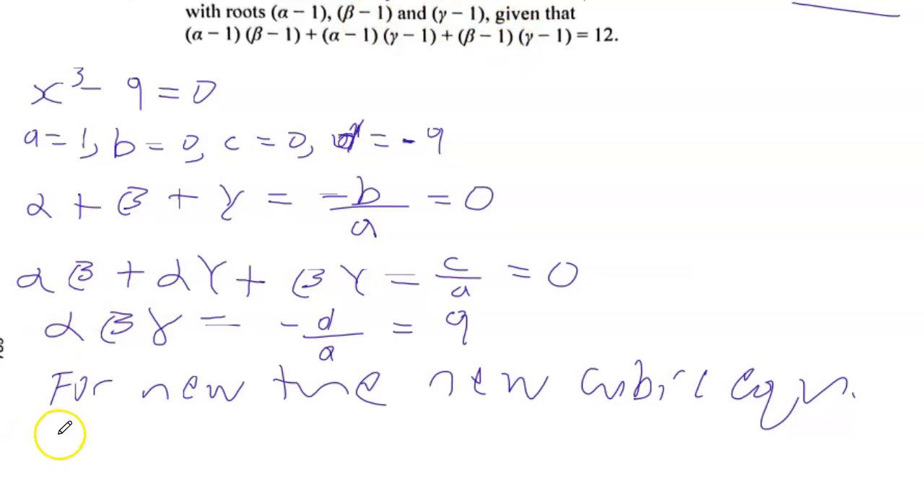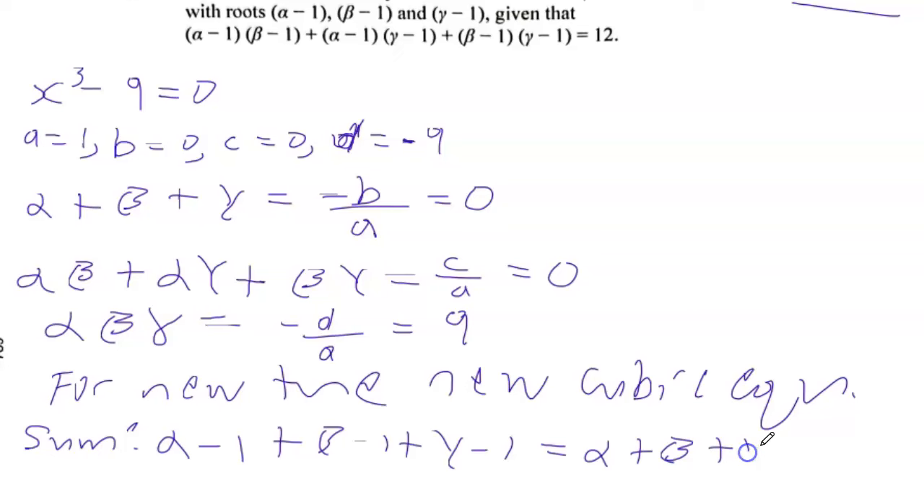So the sum: alpha minus 1 plus beta minus 1 plus gamma minus 1. So if we group the like terms, we have alpha plus beta plus gamma, and we have minus 1, minus 1, minus 1, that's minus 3. Now we know that alpha plus beta plus gamma is 0. So this alpha plus beta plus gamma, that's 0, minus 3, so that's just minus 3.